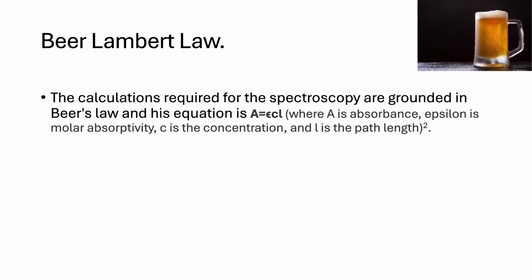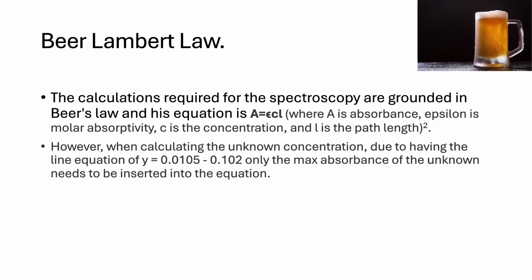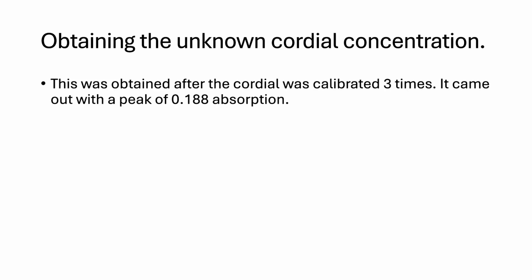Now the Beer-Lambert law is very important, and it has the equation of A equals epsilon Cl, and this is important since the calculations required are grounded within this equation. However, on the next slide, we have a calibration curve, and so we have a line equation which allows us to insert an unknown absorbance into it to get a concentration, which is shown here.